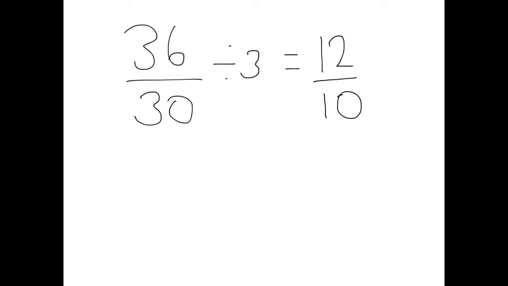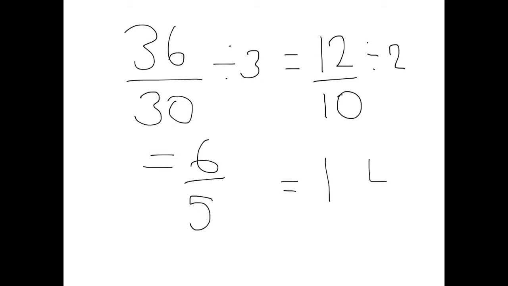Can it be cancelled any more? What goes into both of them? 2. Good man, Niall. And what do you get? 6 over 5. Okay, so say I asked you to change that to a mixed number for me. What would the answer be? 1 and 1/5. Very good. Because you're doing 6 divided by 5. Do you understand that? Yes.